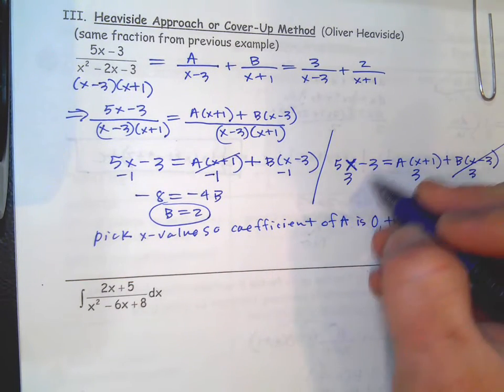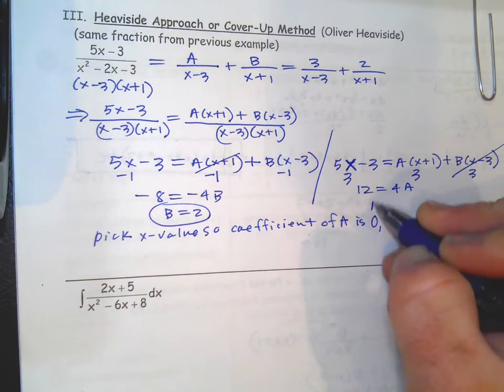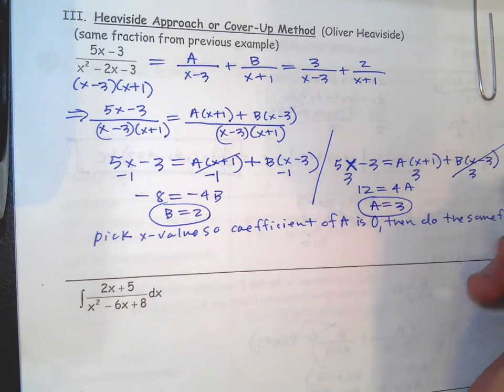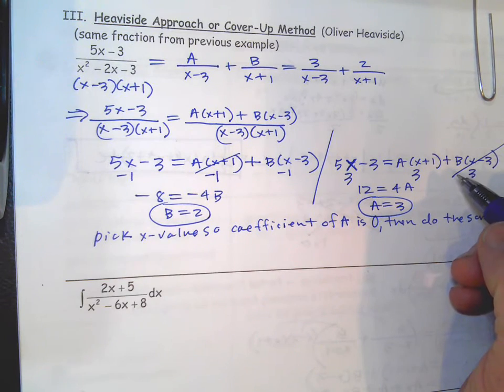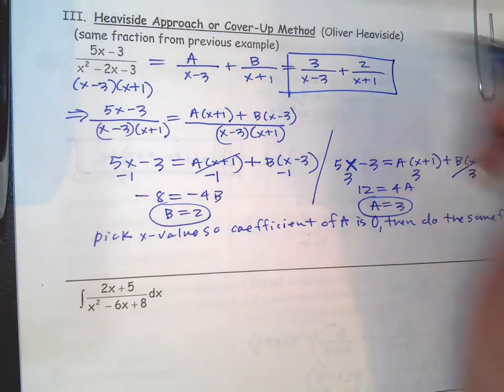And we get 15 minus 3 is 12 equals 4a. Divide both sides by 4. A equals 3. Right? Same answers, way faster. We get the same thing.